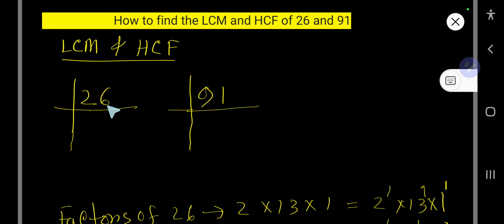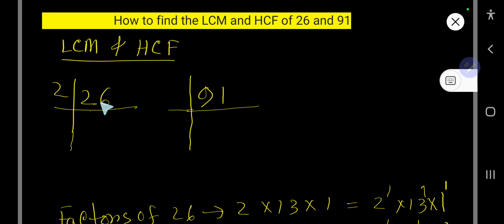So, look, this 26 is an even number and this 91 is an odd number. This 26 is an even number because its unit place digit is divisible by 2, and for 91 its unit place digit 1 is not divisible by 2. So let us find out the prime factors of 26 and 91 using the division method. So let's start with the lowest divisor, 2.